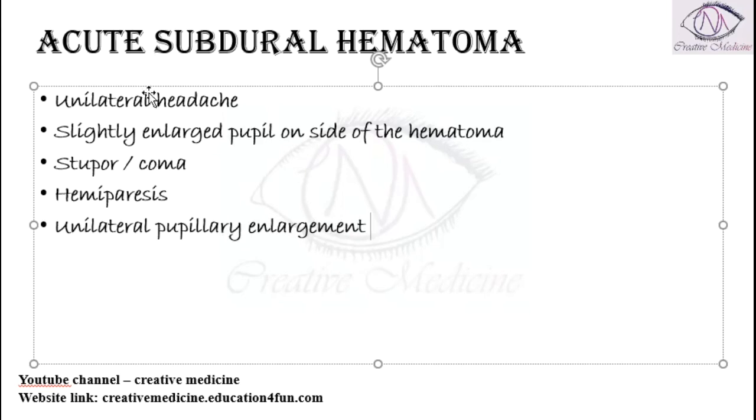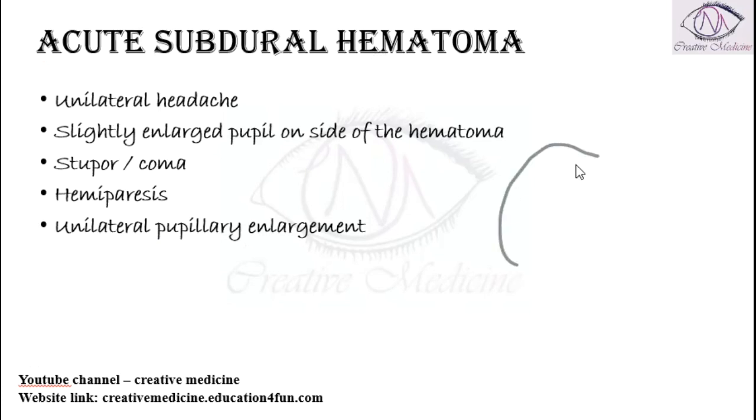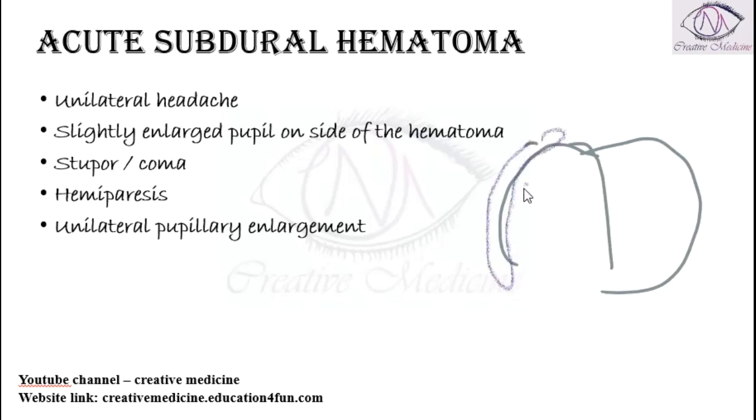Okay, why is there unilateral pupillary enlargement? See, when there is subdural hematoma, this is the two hemispheres. When there is bleeding, venous bleeding is seen here. This will be compressing this side of the brain. Because of this compression, it causes hemiparesis, and it also compresses the third nerve. The third nerve is responsible for the meiotic action. Because of compression, the third nerve is paralyzed, and thus it results in unilateral pupillary enlargement.